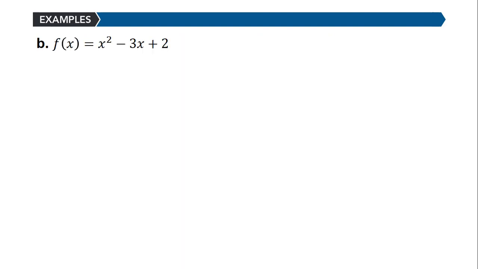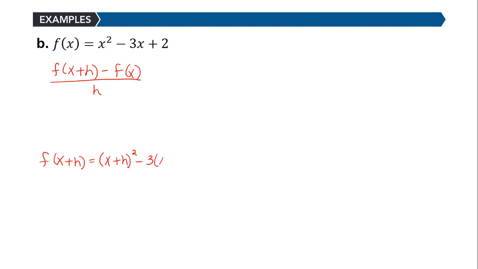Now what do we have? F of x equals x squared minus 3x plus 2. To find the difference quotient, we want to find f of x plus h minus f of x divided by h. So f of x plus h, we have to do a little bit more work to find that here, but remember that wherever we see the x, we're going to input the x plus h. So this would be x plus h quantity squared minus 3 times, there's the x, so we put in x plus h, plus 2.